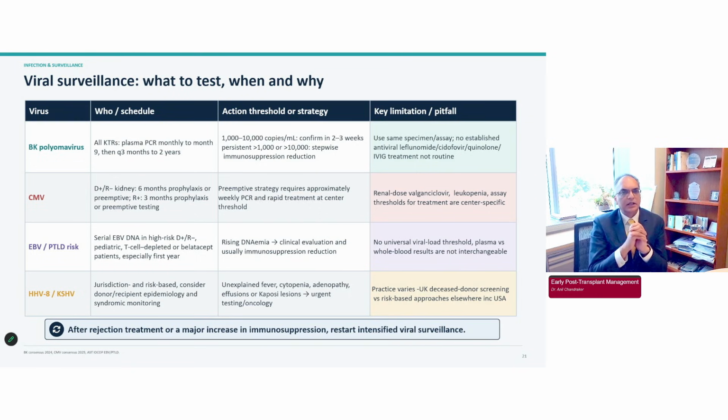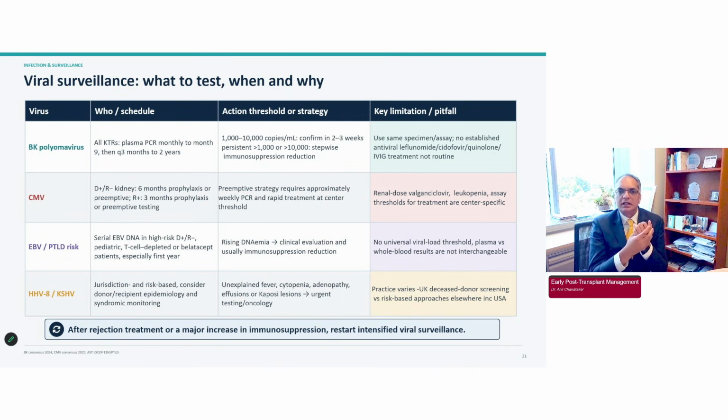CMV, D positive into recipient positive, and D positive into recipient negative kidneys are at the highest risk and need 6 months of prophylaxis. Recipient positive, 3 months, and negative to negative may be treated with acyclovir or monitoring.